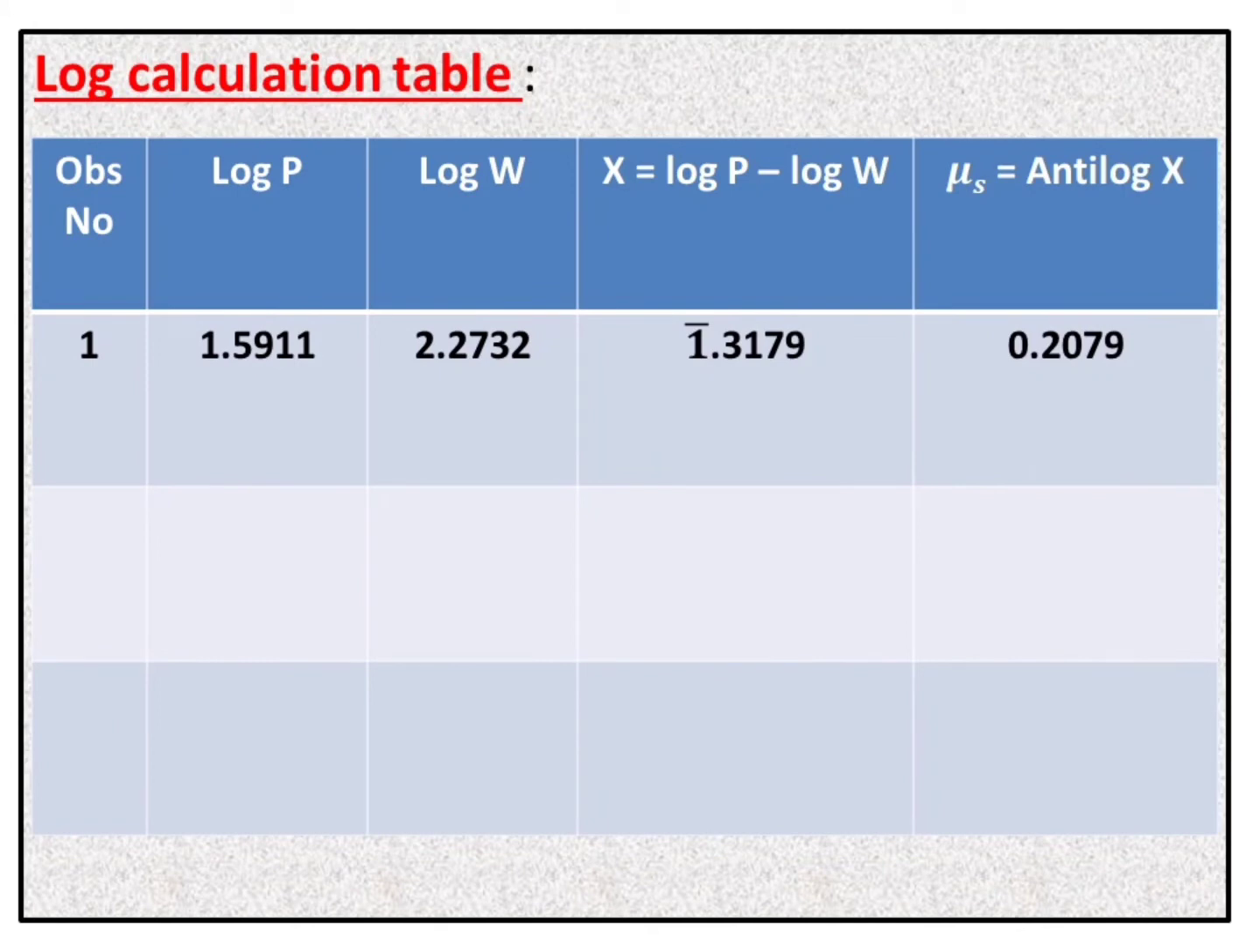Now the log calculation. In this log calculation table, you can observe the observation number, log P, log W, then X, which is log P minus log W, then mu S, that is anti-log of X. So the first observation, log P is 1.5911, then log W is 2.2732, then X is equal to log P minus log W. So 1.5911 minus 2.2732, which is equal to bar 1.3179. So anti-log of bar 1.3179 is 0.2079.